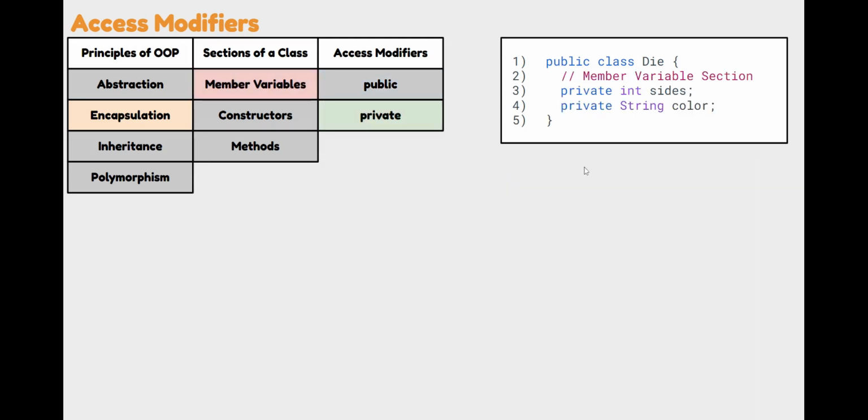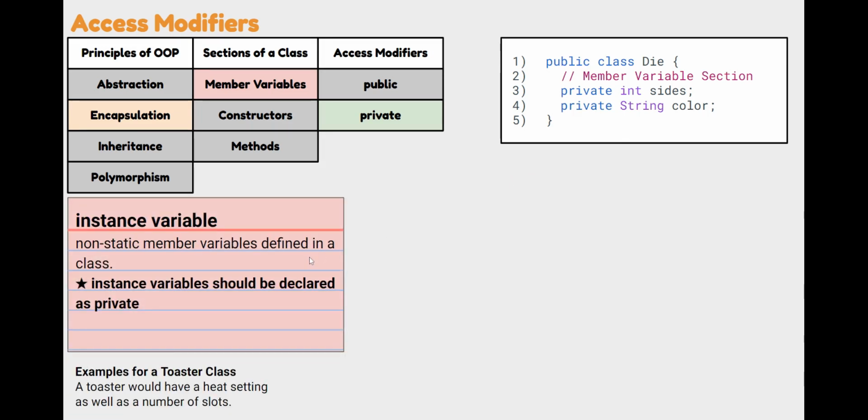As we start to look into that class, the first section that we see in our class is going to be our member variables. Our member variables make up our instance variables. Our instance variables are non-static member variables defined in a class. We are going to declare our instance variables as private. So for a die class, we're going to have a number of sides. That's going to be an integer. And we are going to keep that private so that people outside of the class cannot access that directly. We are also going to have a color, which we are going to declare as a string, and we are going to keep that private to inside this class.